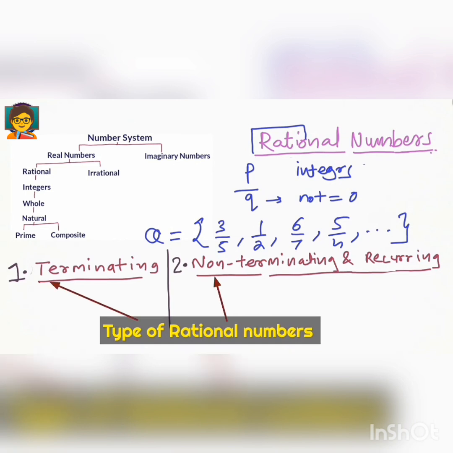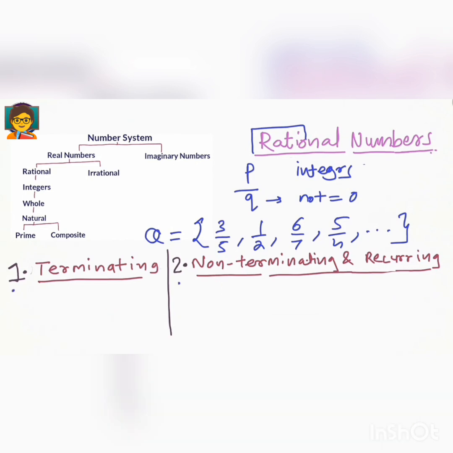There are two types of rational numbers. Number one is terminating rational numbers and number two is non-terminating and recurring rational numbers. For example, 1 by 2 is a rational number. If you divide 1 by 2, you will get a finite answer, 0.5. That's the reason it is called terminating, because you are getting a finite answer. However, if you divide 1 by 3, you will get 0.3333 and so on. This can be represented as 0.3 bar as well. You can see this is a non-terminating series and the number 3 is repeating. That's the reason it is called a non-terminating and recurring rational number.